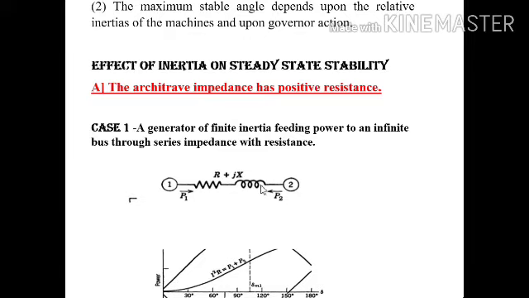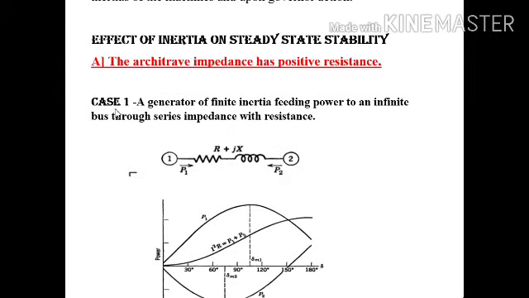So the first case is when the arm impedance has positive resistance, and obviously the second case will be when the arm impedance has negative resistance, right? So let us start with the first: what will be the effect of inertia on steady state stability when the arm impedance has positive resistance. Under this we are going to learn three different cases. Can anybody guess what those three different cases would be?